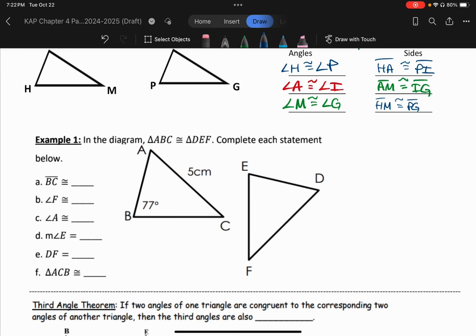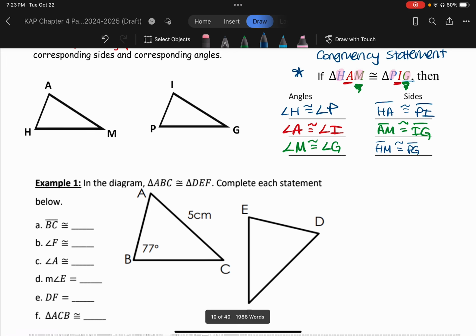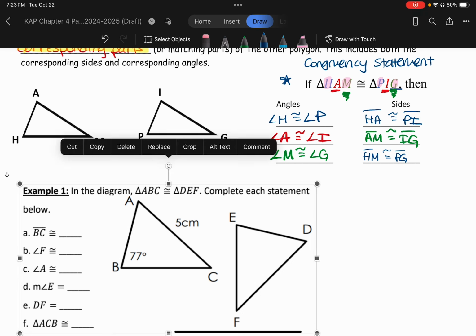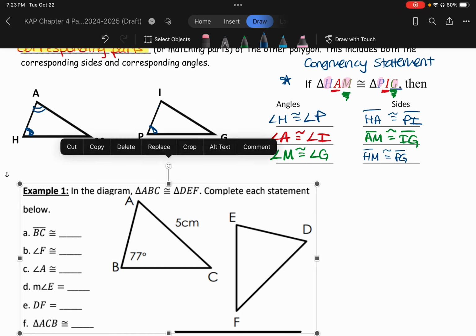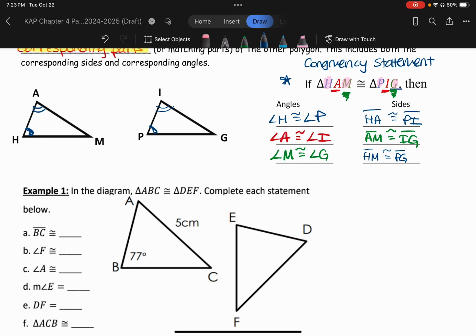So we'll look at an example and breeze through this a little bit faster now that we understand what's going on. So in the diagram, triangle ABC is congruent to triangle DEF. Complete each statement below. Okay. In the previous example that we did, it's pretty obvious to understand because the orientation is the same. Angle H is congruent to angle P. Angle A is congruent to angle I. And then lastly, angle M is congruent to angle G. And I want you to notice too how I'm matching these markings, right? One ring for H and P, two rings for A and I, three rings for M and G.